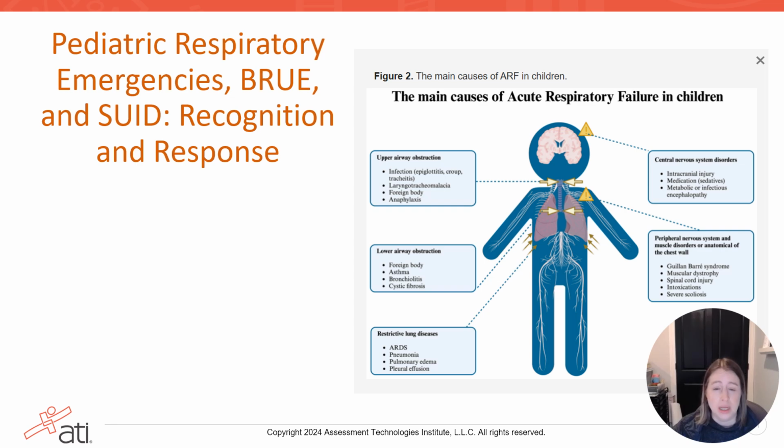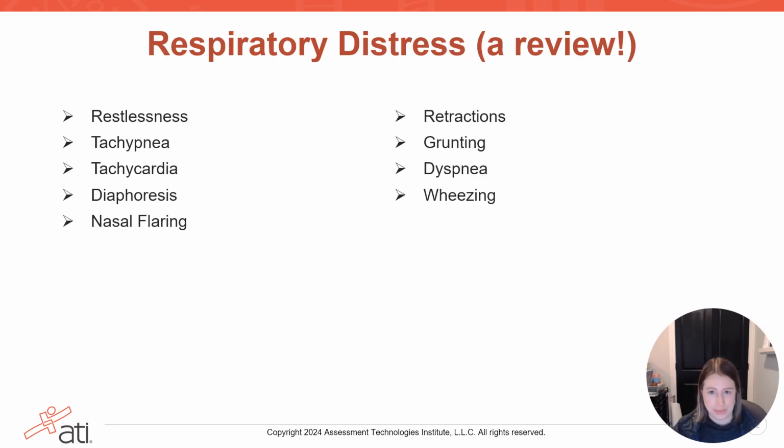I think it's helpful. ATI focuses on restrictive lung diseases, obstructive lung diseases, and primary inefficient gas exchange due to things like asphyxia, CNS involvement, or trauma. All right, remember these? The signs and symptoms of respiratory distress from so long ago, they are back. So prompt recognition of distress can prevent escalation to failure or apnea and eventually arrest.